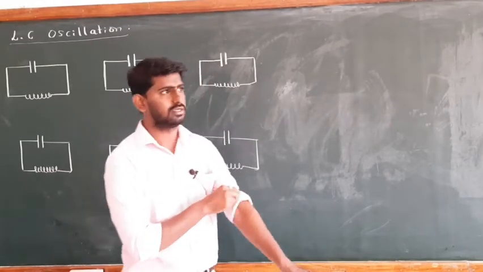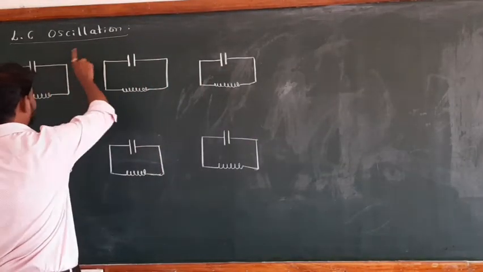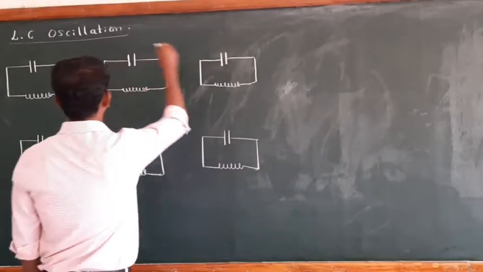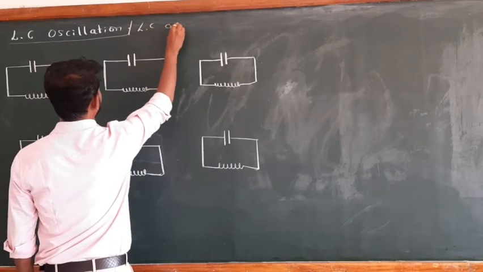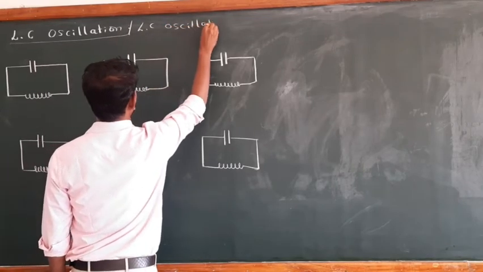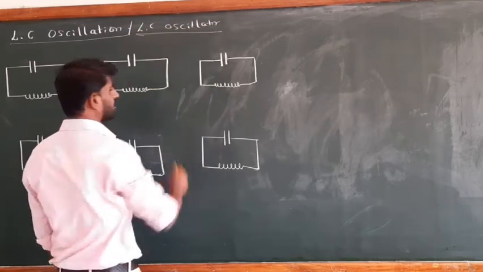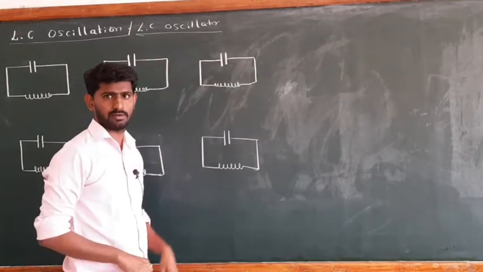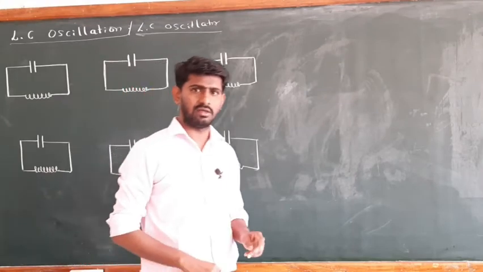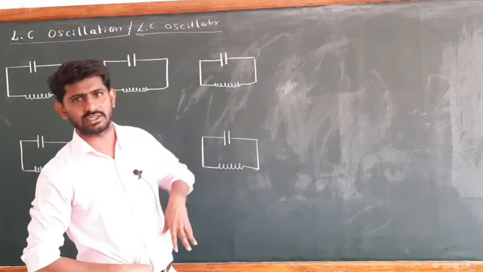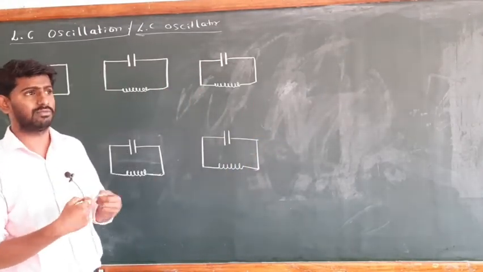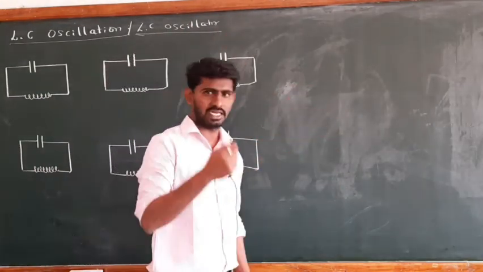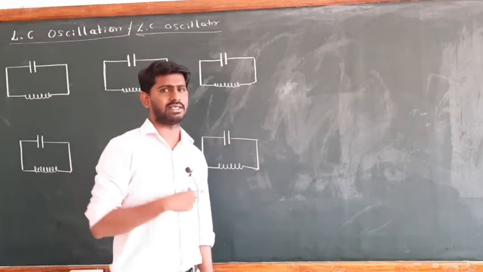Okay, so now the concept is LC oscillation, or we can take the headline as LC oscillator. Oscillator means an experimental setup. Oscillation means a phenomenon. LC oscillation is a phenomenon. LC oscillator is a device in which there will be oscillation between inductor and capacitor. L is for inductor and C is for capacitor.